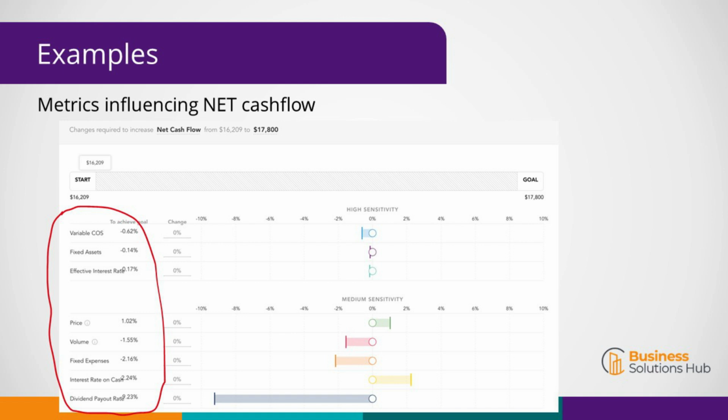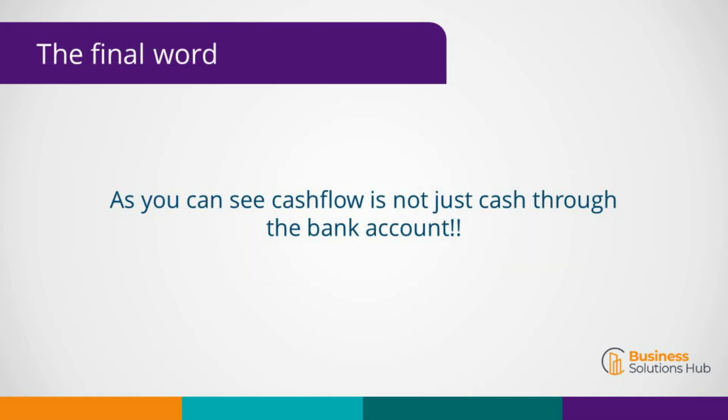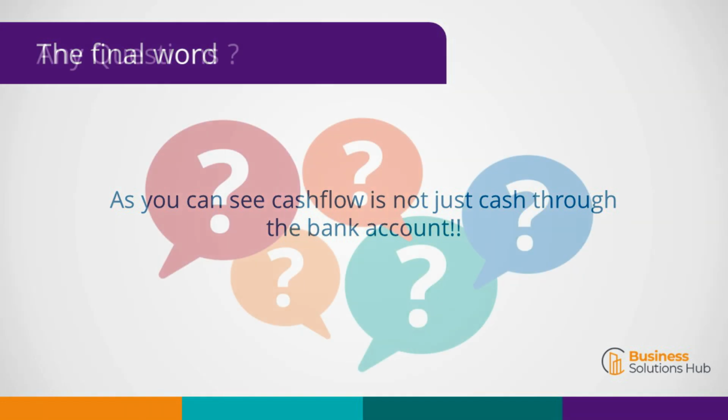So again, you can see there's multiple items there that you can play with and those levers and shift them around. Again, also receivable days, payable days, inventory days. And that's consistent across all three of those items. So really important. Anything you can do there would help. So as you can see, cash flow is not just cash through the bank account. There's obviously more elements to think about.